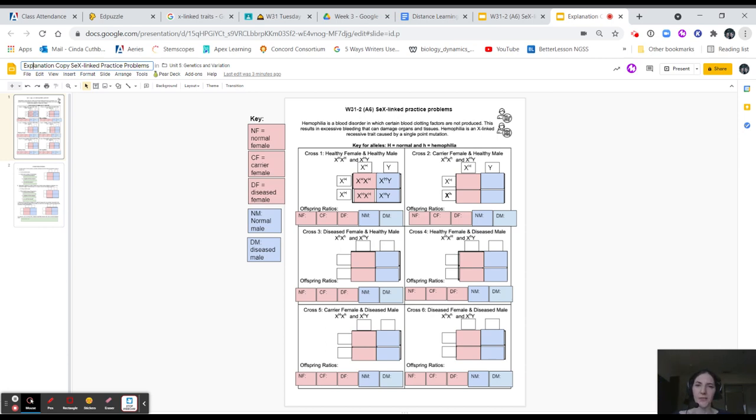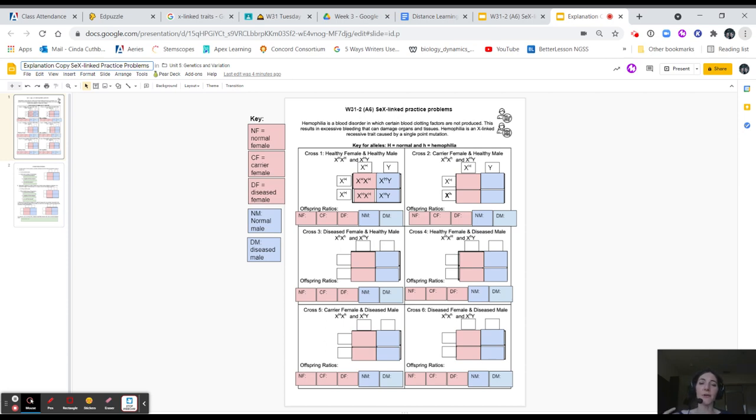So let's read this first. Hemophilia is a blood disorder in which certain blood clotting factors are not produced. This results in excessive bleeding that can damage organs and tissue. Hemophilia is an X linked recessive trait caused by a single point mutation. So it's X linked, meaning that it is carried on the X chromosome. That's why we call it X linked, which is what you learned in your Ed puzzle.